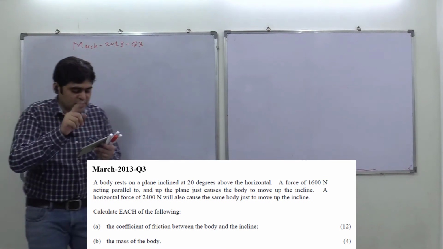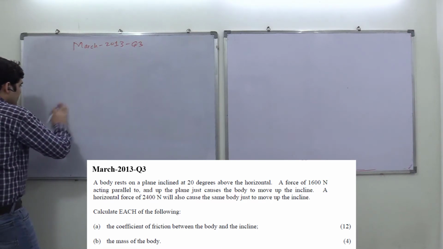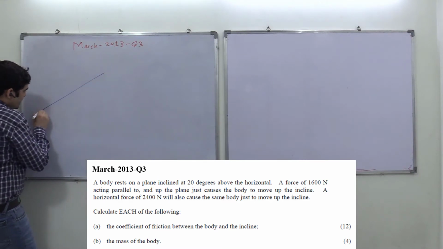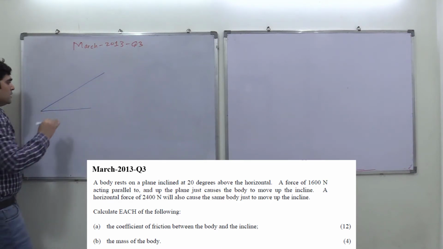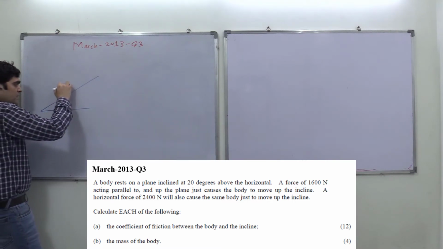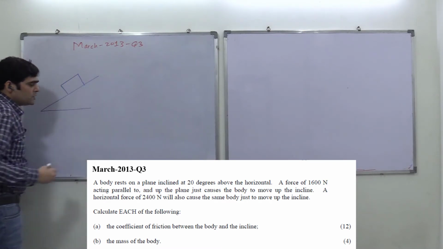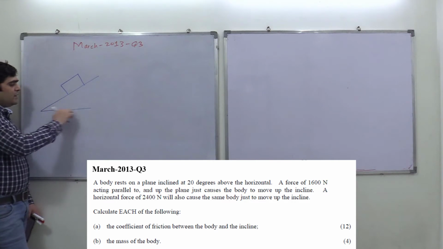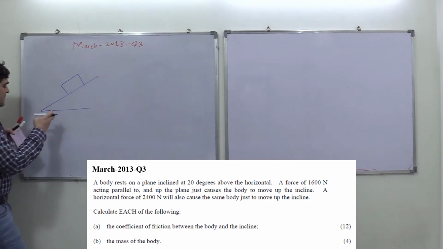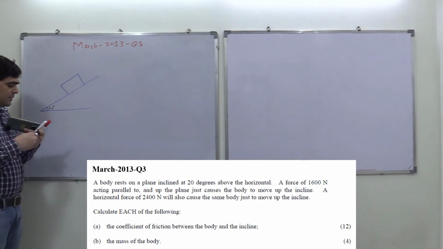Here we have two different situations, so I am going to draw them. This discussion is very important to us. This is our inclined plane, and this is the horizontal. On this inclined plane there is a body. This inclined plane is making an angle of 20 degrees.